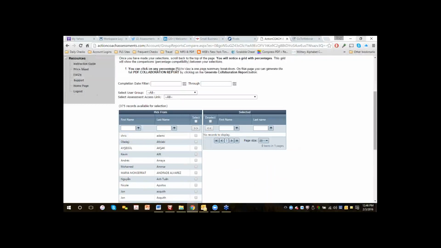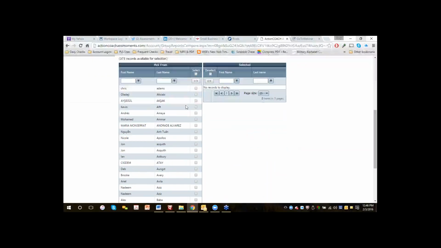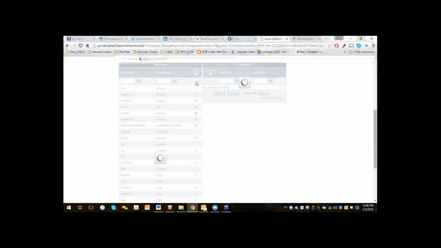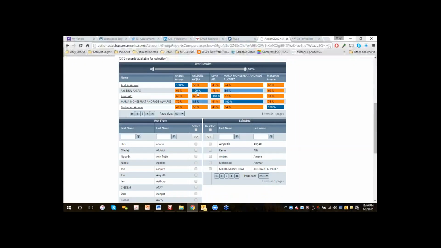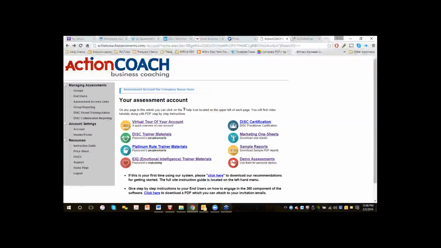You can sort by different groups, but let's just take 5 people, and I'm going to move them over. Now, when I move them over, which is these double things, notice what it does here. It gives me a matrix, and it shows me each person against the other 4, because I have 5 people here. And it shows the percentage matches. I can click on any of these, and it will pull up their DISC collaboration report. It's a great, phenomenal system. So anyway, that's the DISC collaboration reporting.